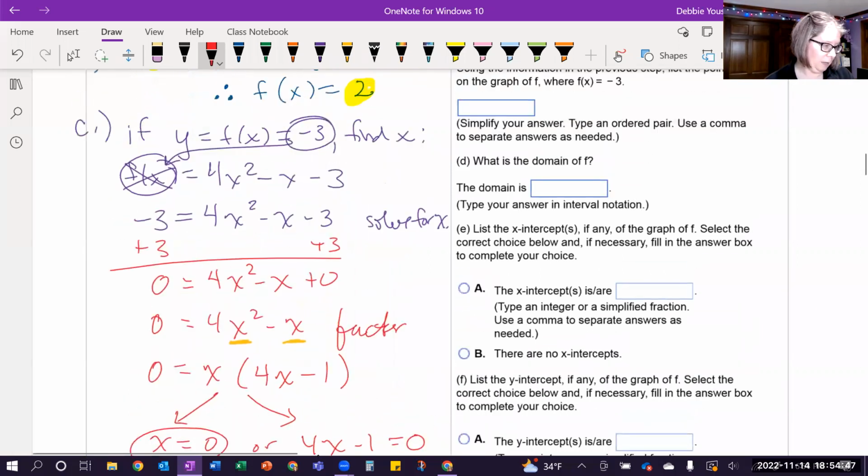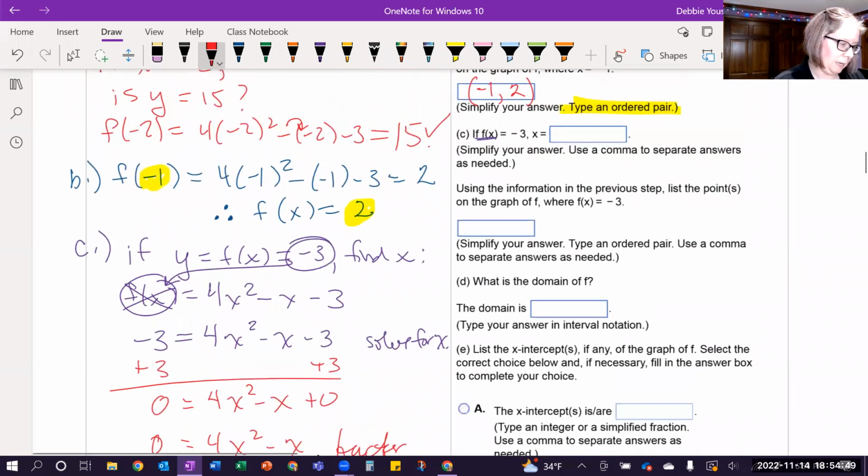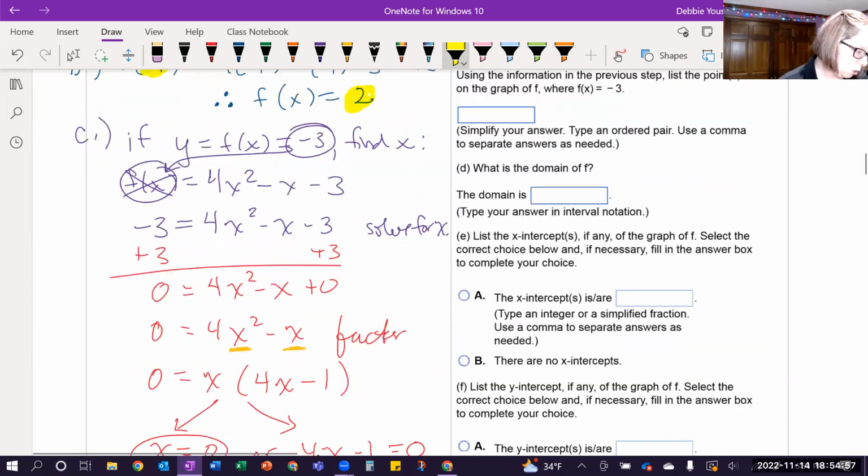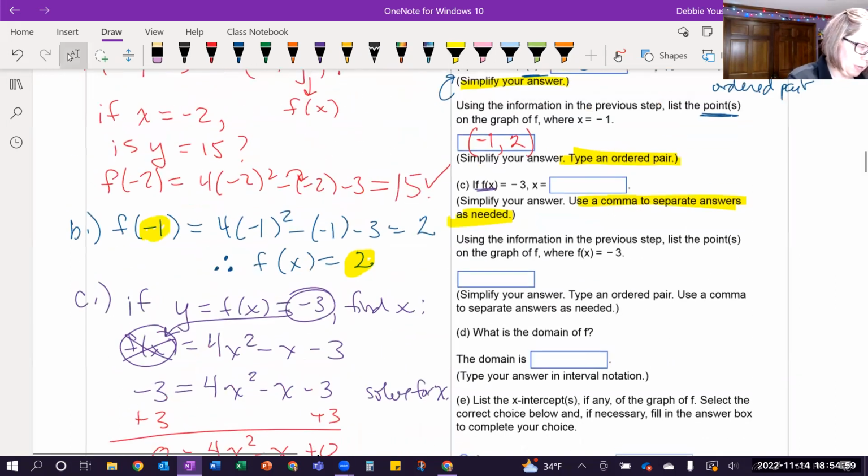So it said on C, use a comma to separate answers if needed. Well, I have two answers, so I'm going to have to separate them. So 0 and 1/4. And it already has the x equals. So I just have to put in 0, comma, 1/4, or I could put in 1/4, comma, 0. The order should not matter, okay? But I don't need to write the x equals because it's already there, okay?